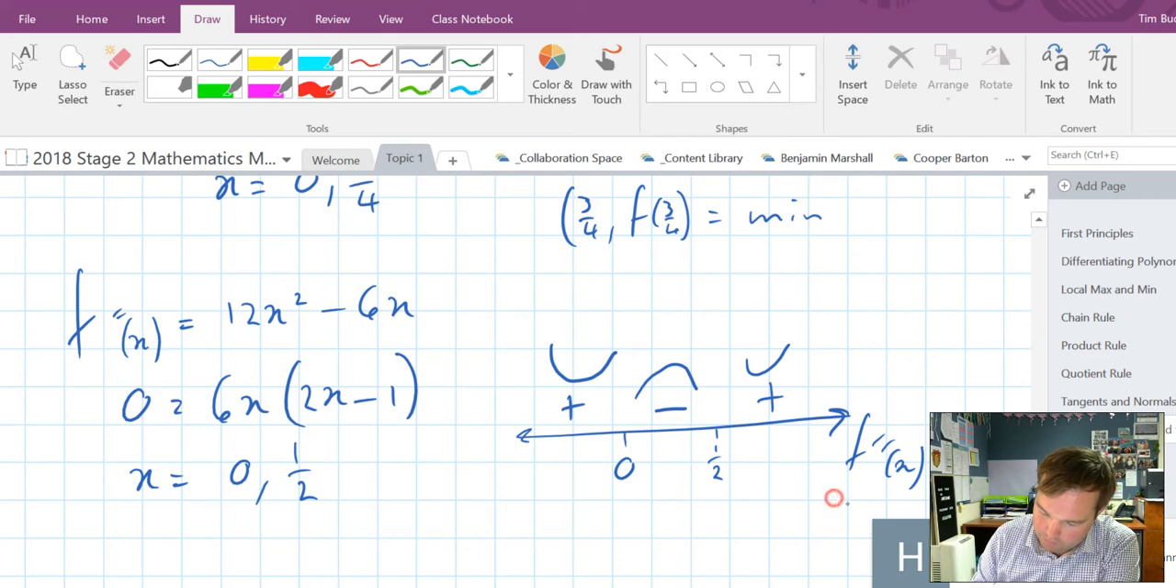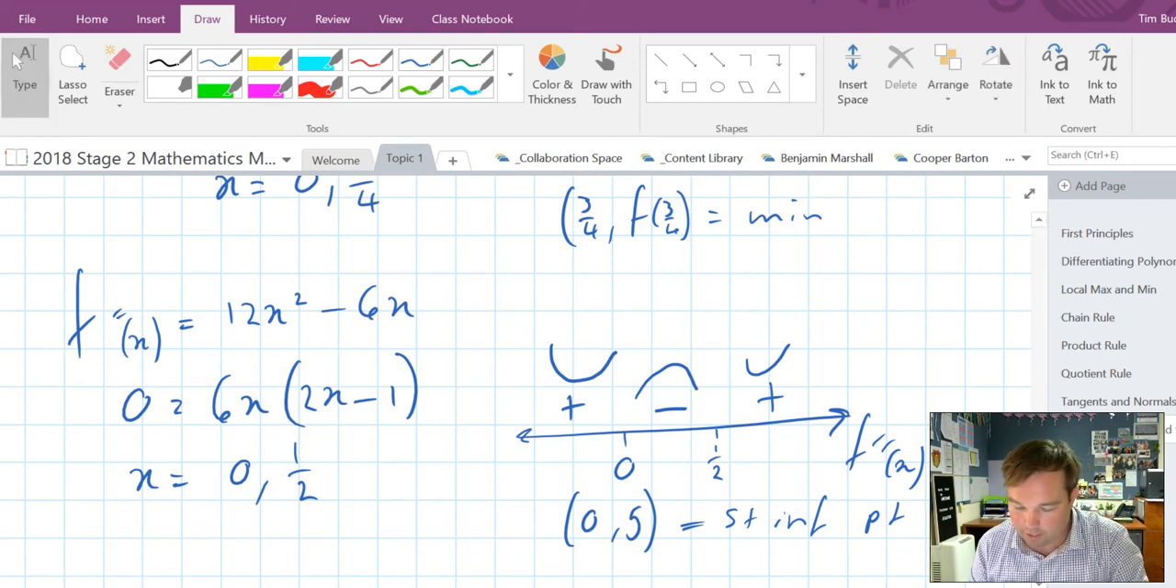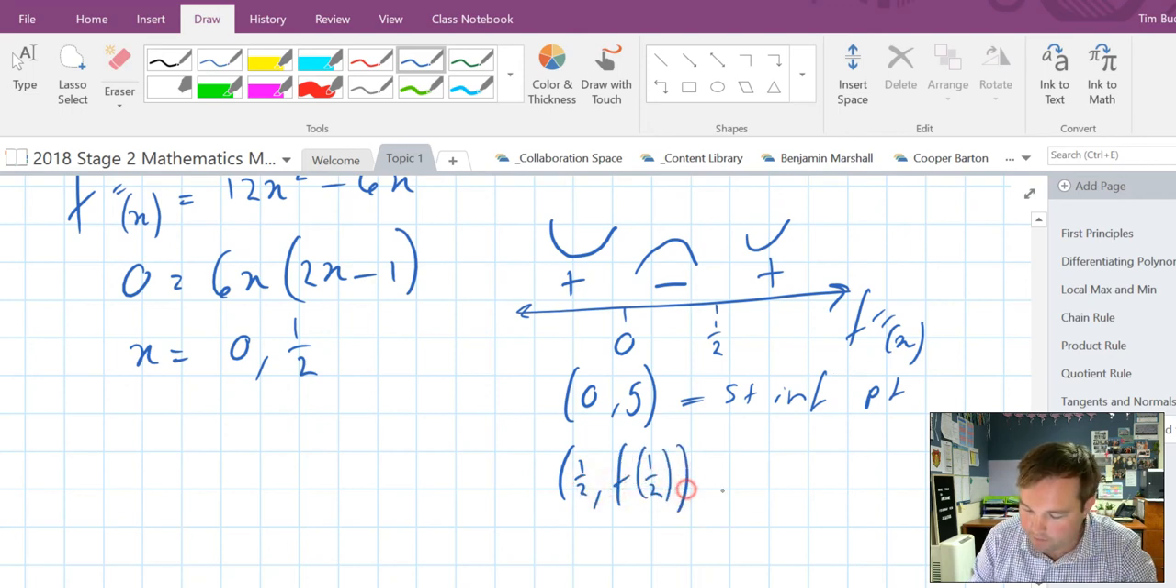Alright, so what's happening is when we sub in x as 0, this point here, 0, 5, there's a sign change. We already knew that. We know that's a stationary inflection point. But one we didn't know before is when x is equal to a half. When x is equal to a half, and remember we're using the original function to get the y value, there is going to be a non-stationary inflection point.